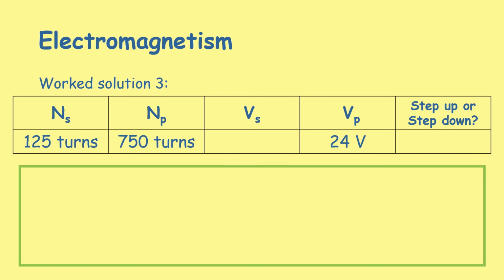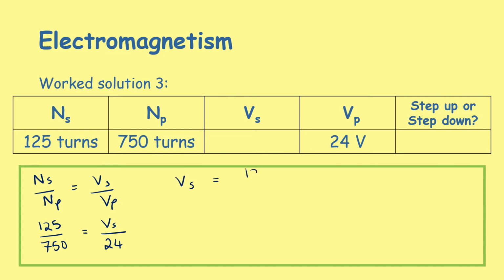Here is our third example. Again, using our equation, NS over NP equals VS over VP. We have 125 divided by 750, and that's equal to our secondary voltage divided by 24. Let's get rid of this 24 by multiplying it up on the other side. We've got our secondary voltage equals 125 divided by 750 multiplied by 24.